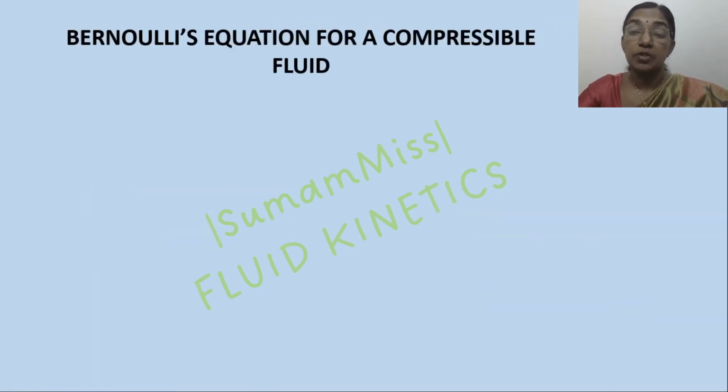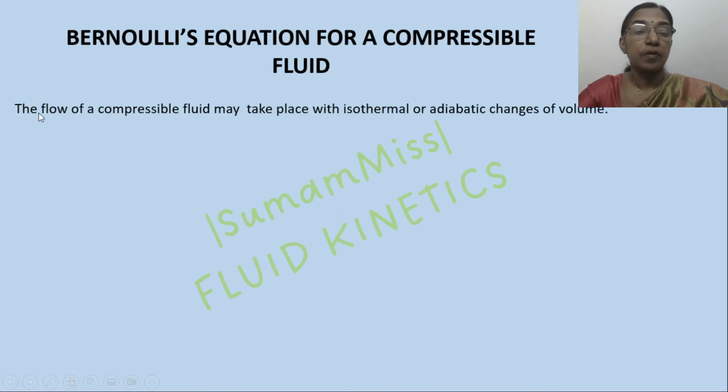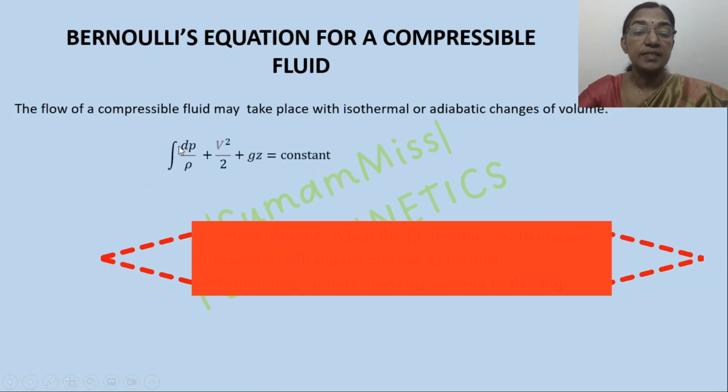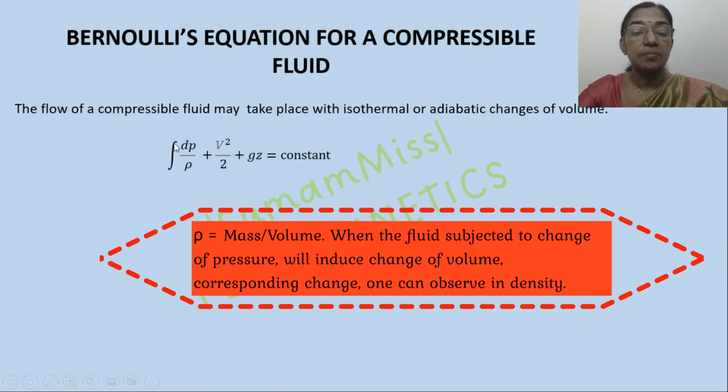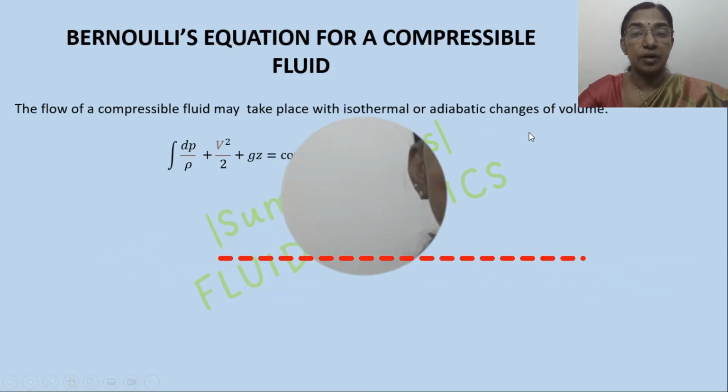Bernoulli's equation can also apply for a compressible fluid. The flow of compressible fluid may take place with isothermal or adiabatic changes of volume. So when the volume changes, correspondingly there is a change in density. So the Bernoulli's equation is now modified, where the first term, that is pressure head, is modified as integral of dP by rho plus V square by 2 plus Gz equal to constant. So the integral of dP by rho considers the corresponding changes in density with respect to change in volume.